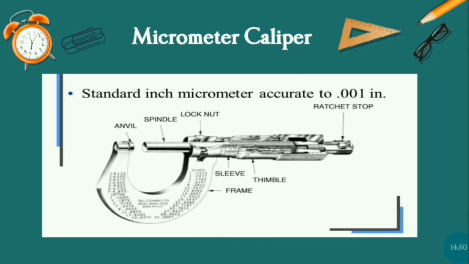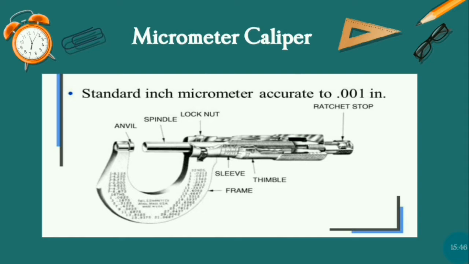Now, let us proceed to the micrometer caliper. This is the standard inch micrometer, accurate to 0.001 inch. The micrometer has wide application in all fields of science during different scientific experiments and in engineering to measure the values of finest objects with higher precision and accuracy.